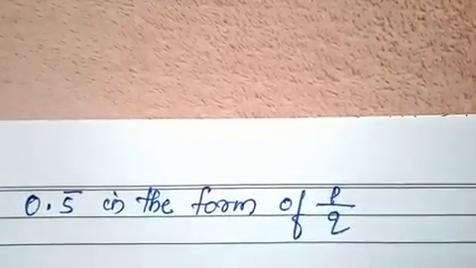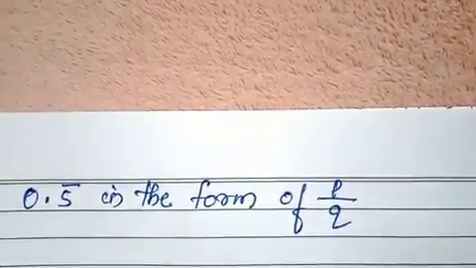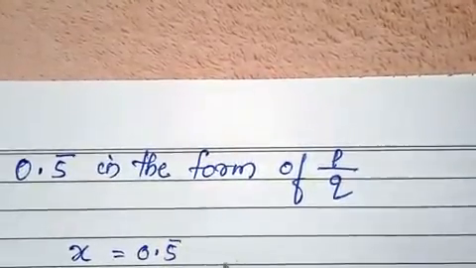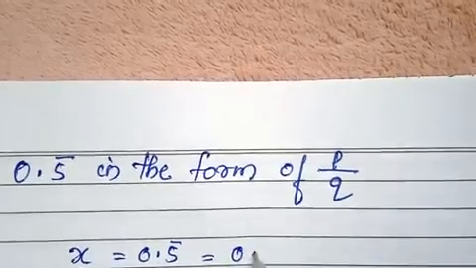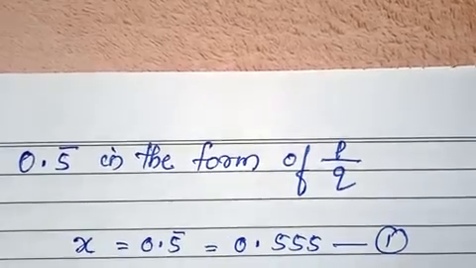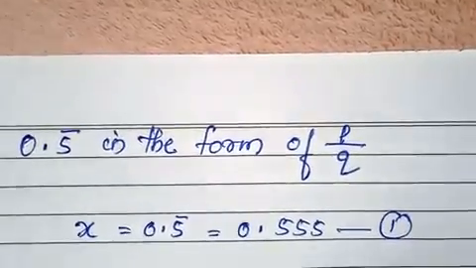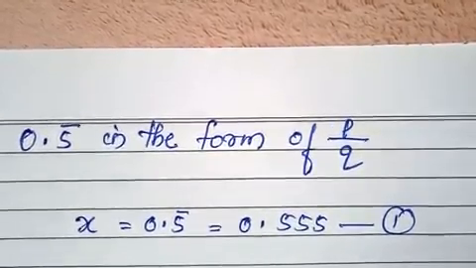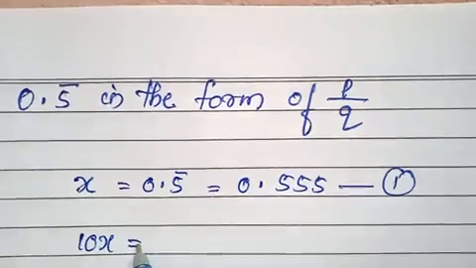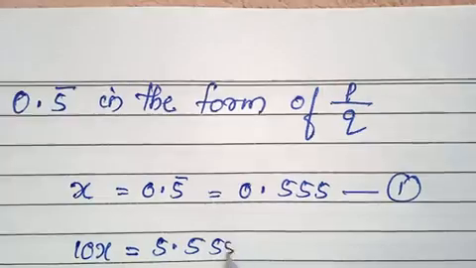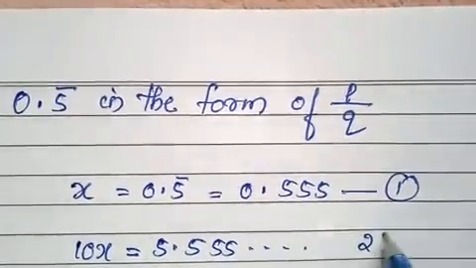Next question is the 9th one, 0.5 bar in the form of p by q. 5 is recurring over here. So let x be equal to 0.5 bar. 5 bar means this is recurring, so 0.555. We give it as equation number 1. Multiply equation 1 by 10 on both sides, because this number is recurring. So 10x equals 5.555. This is equation number 2.